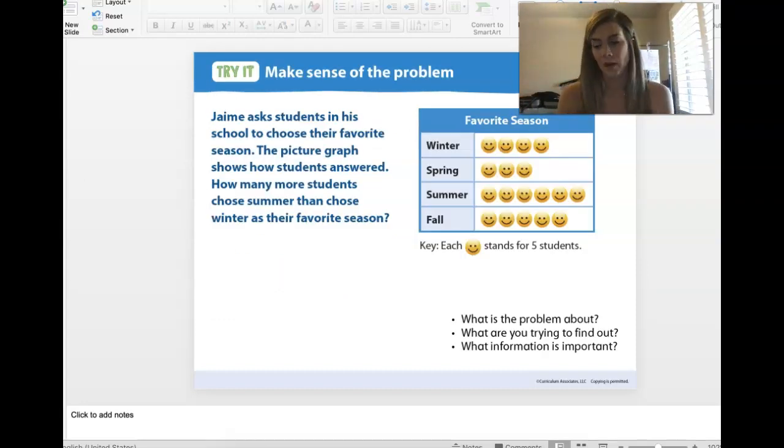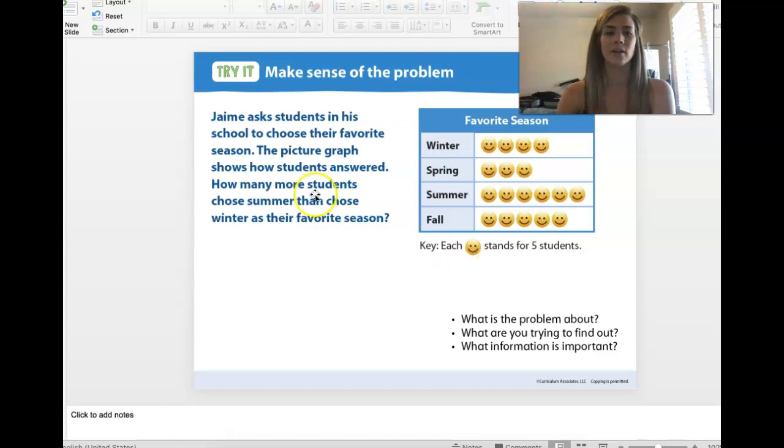Make sense of the problem. So remember, just like in the classroom, we're going to read it 3 times, and each time we're going to be thinking about different things. So right here, what is the problem about? Let's figure it out. We are looking at this picture graph here with the title favorite season, winter, spring, summer, fall, and each smiley stands for 5 students. All right, what is the problem about?